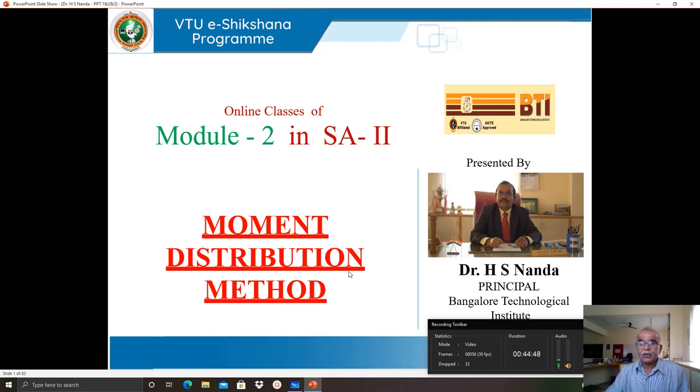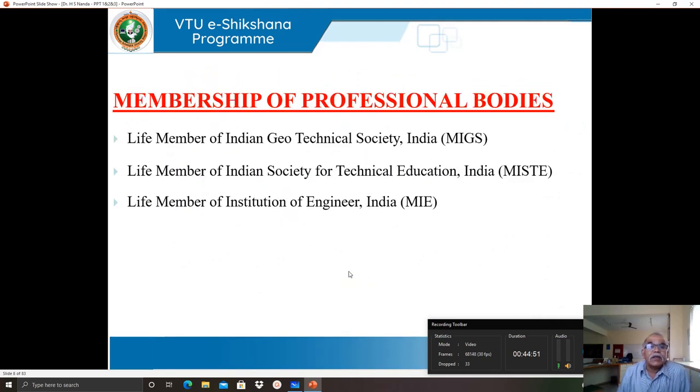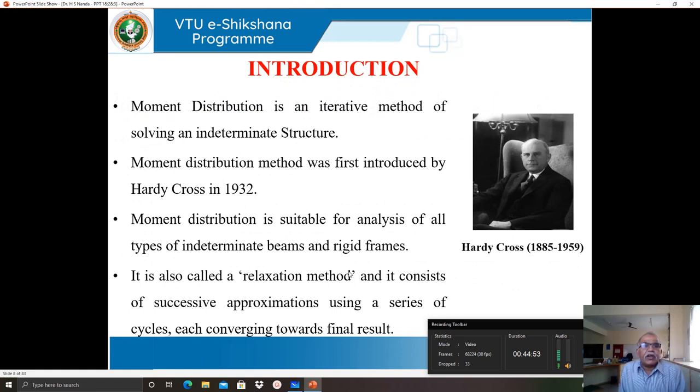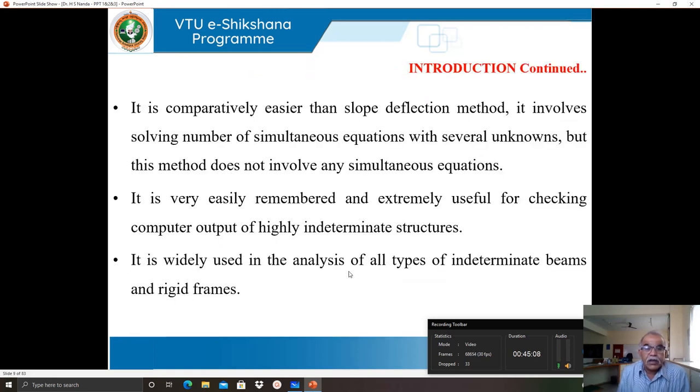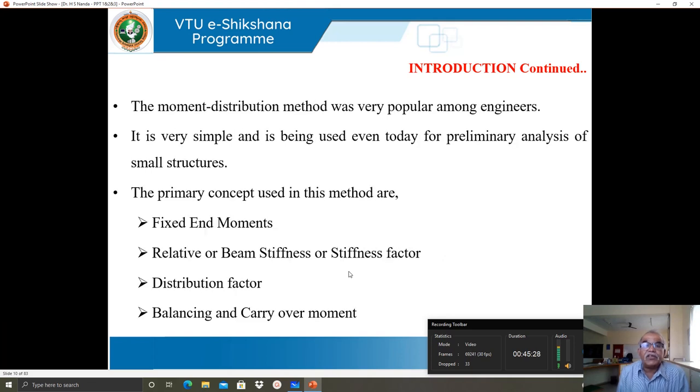Brief feedback. The moment distribution method is the iterative method for solving indeterminate structures. And this can be used for all types of indeterminate beams and rigid frames. It is also called relaxation method. Compared to slope deflection method, this method will be easier because it does not involve solving of many simultaneous equations, and this is the common method which should be used by engineers.